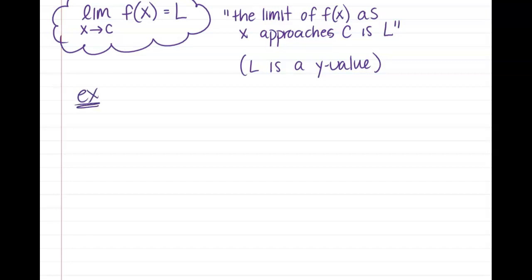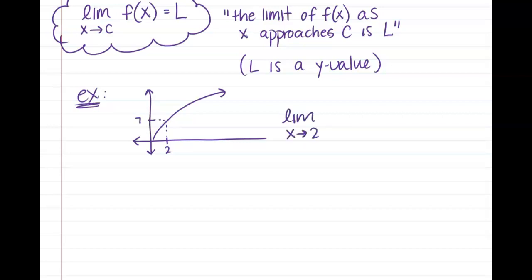For example, let's draw a coordinate plane. Make a curve. Doesn't have to look exactly like mine, really doesn't matter. Let's say this is the x value 2. Let's say this is 7. Doesn't really look like 7. We're going to go with that. Okay. We will say the limit as x approaches 2, because that's the x value we're looking at, of f of x equals 7. Okay. So when x is 2, y is 7.